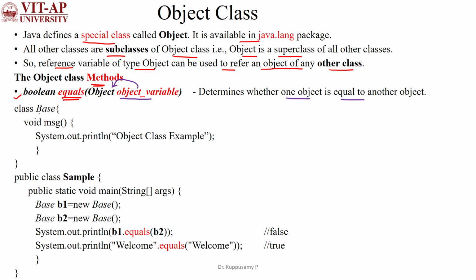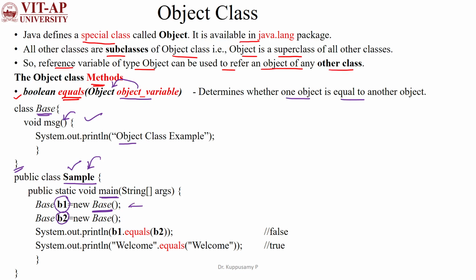Here I am defining the class Base, which has the message method. It has a single statement, the Object class example. Then this Base class is completed. Then I'm defining a driver class here, Sample, which has the main method. Since it has the main method, this class Sample is called the driver class. Inside the driver class I am defining an object of class Base, b1, and then one more object, b2.